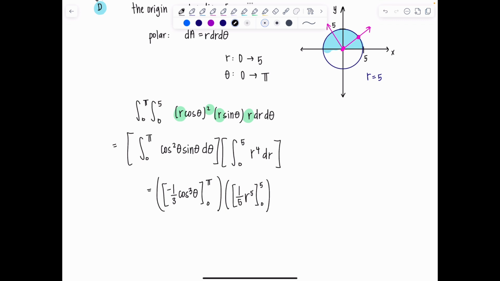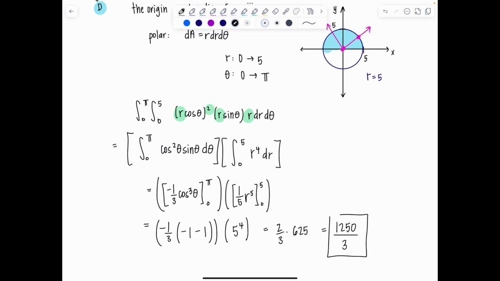So then this is negative 1/3 cosine of pi, that's negative 1, cubed, it's still negative 1, minus, that'll just be 1. Very good. And then 5 to the 5th divided by 5 is now 5 to the 4th. So this ends up being positive 2/3 times 625, which is 1250 over 3.